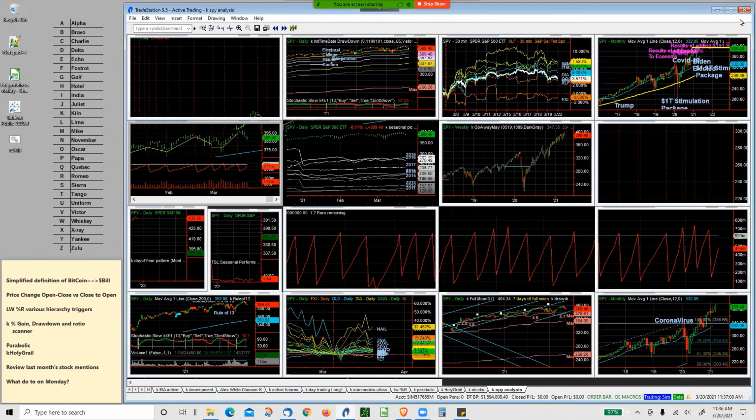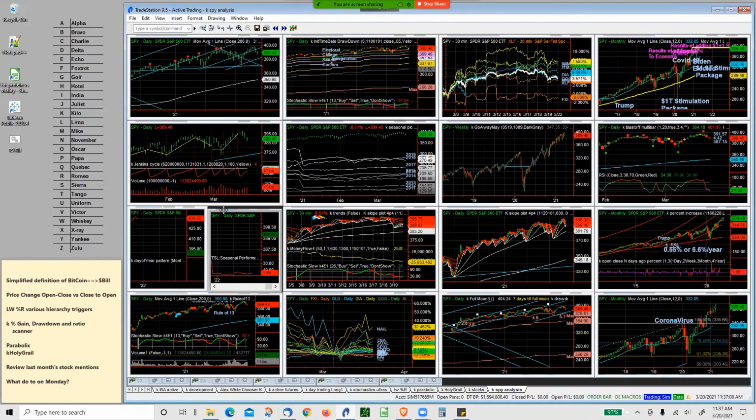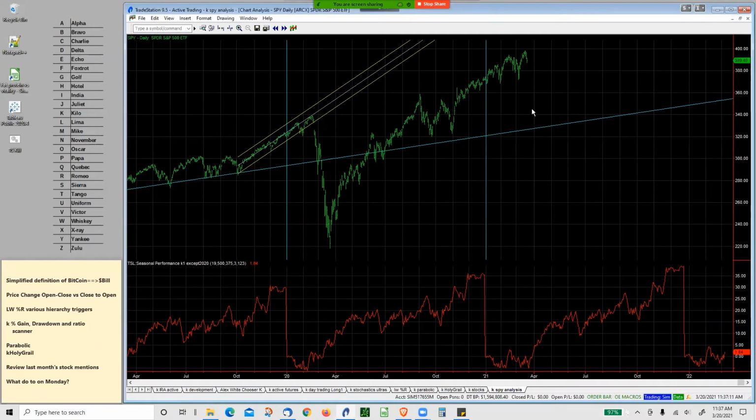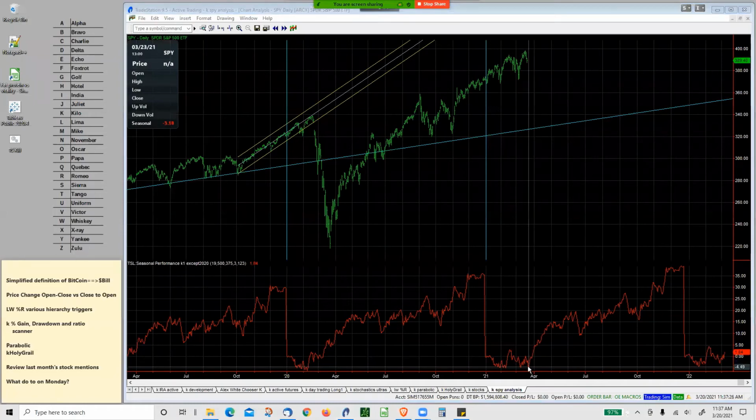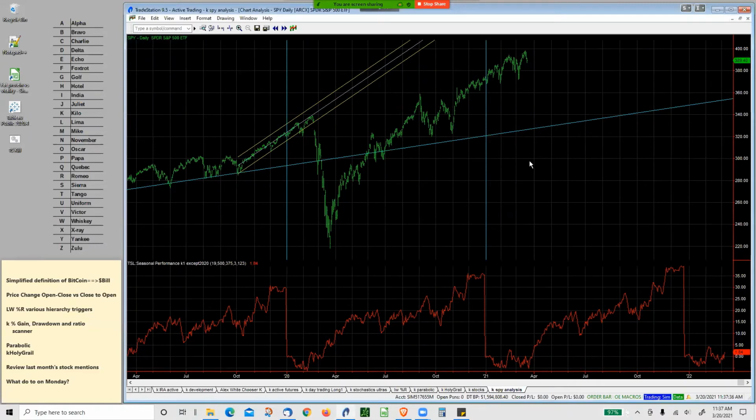If you look at the historic prices right here, this is SPY. This is this year, since the beginning of the year. This cyan line is the beginning of this year. And we are approaching the time, which is March 23rd, where we historically see a rise in the market. So that is about Wednesday.